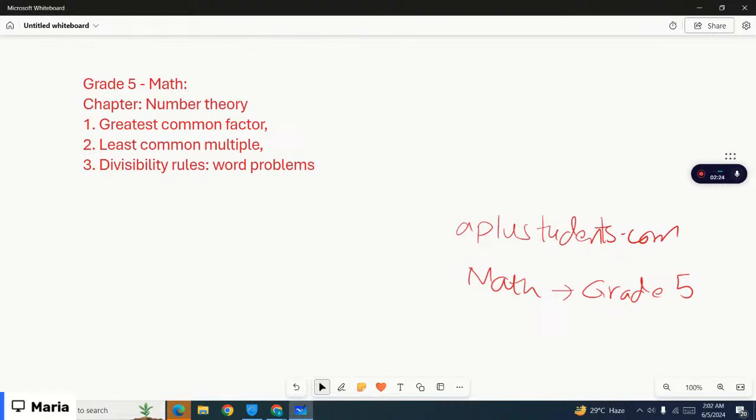The lessons we're going to cover today are greatest common factor, least common multiple, divisibility. Please make sure you have your notebook and pencil so that you can note down the important examples and definitions as well.